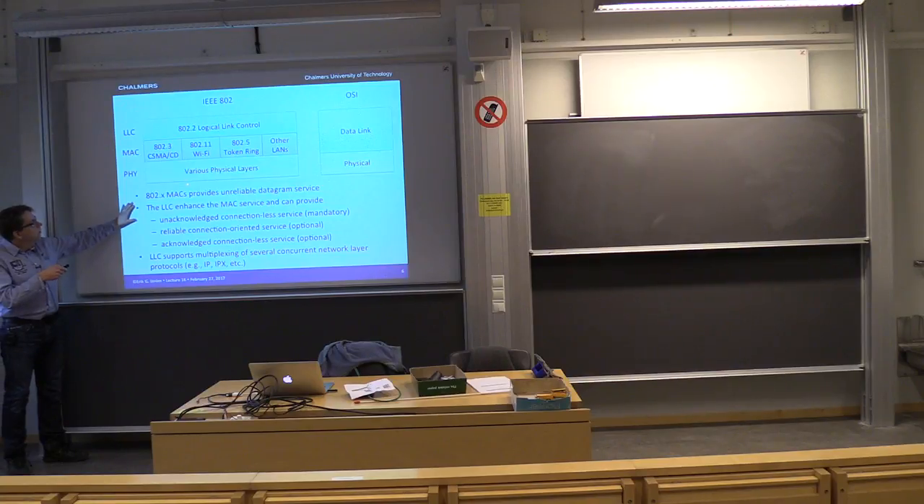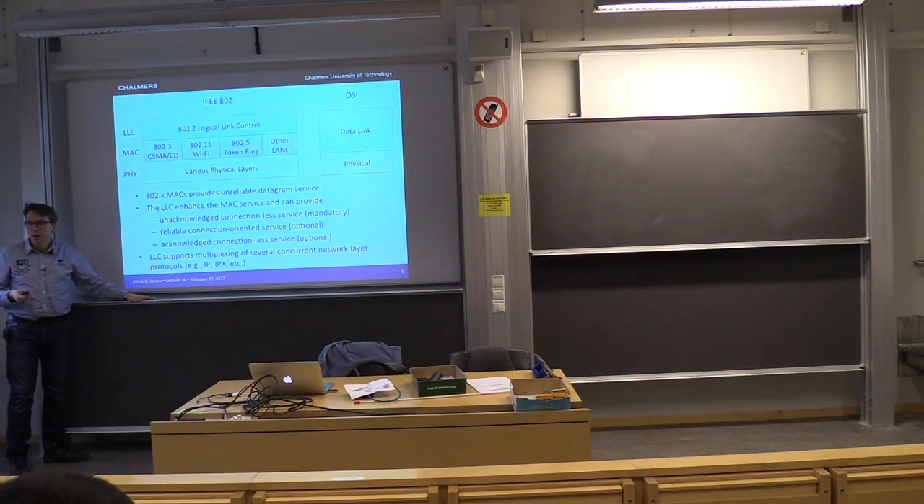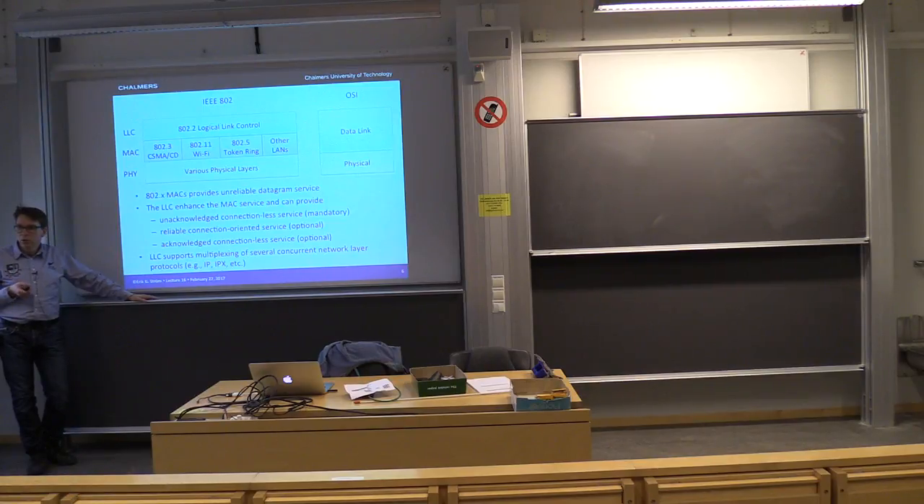IEEE 802 defines two or actually maybe three layers. Some physical layers, a bunch of them, and then there are some medium access control layers, and there are fewer of them, but still quite many. And then on top of that, there is a unifying layer called the logical link control layer.